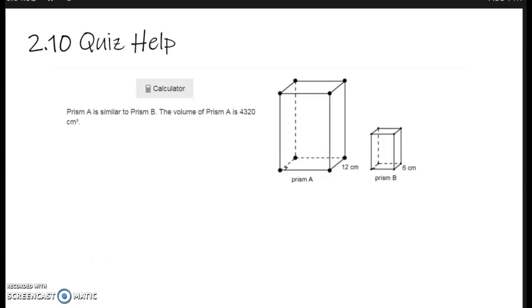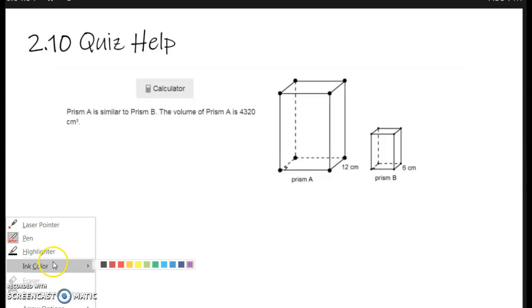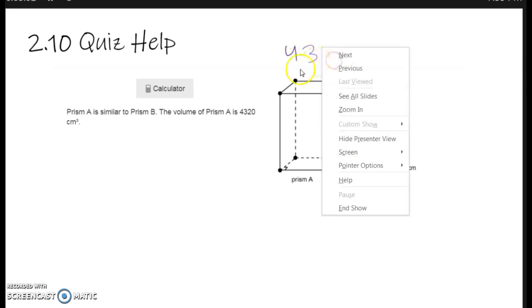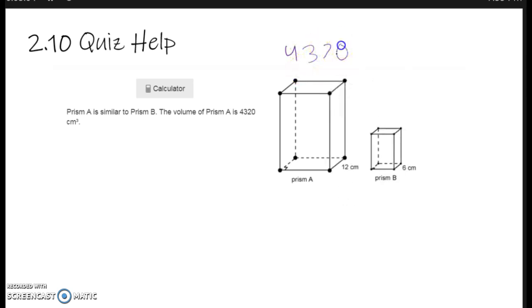All right, so what we have here are two similar prisms, and it says that the volume of prism A is 4,320 centimeters cubed. We don't know the volume of prism B, and that's what we're going to find. The only thing that we know is the ratio of their side lengths, and it's 12 to 6. So let's look at this new to old, because that's how we find the scale factor, remember, new to old.